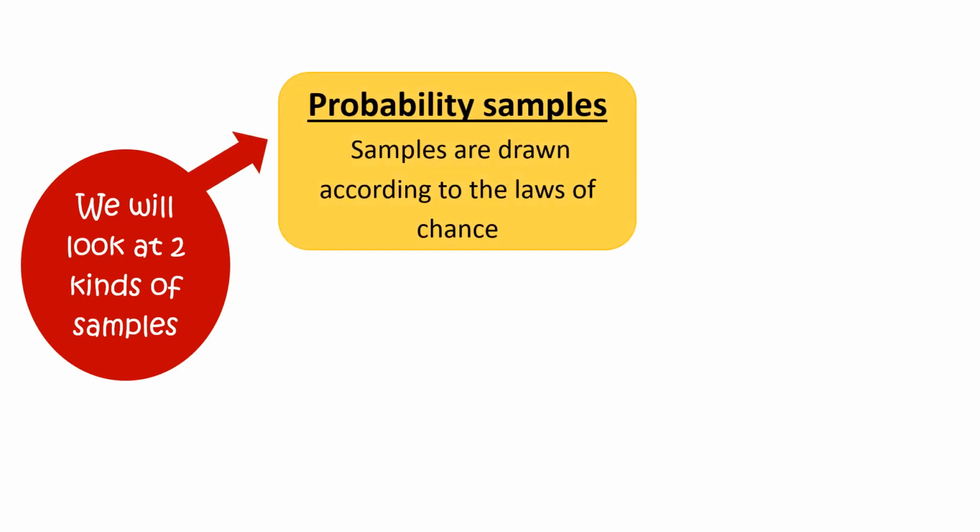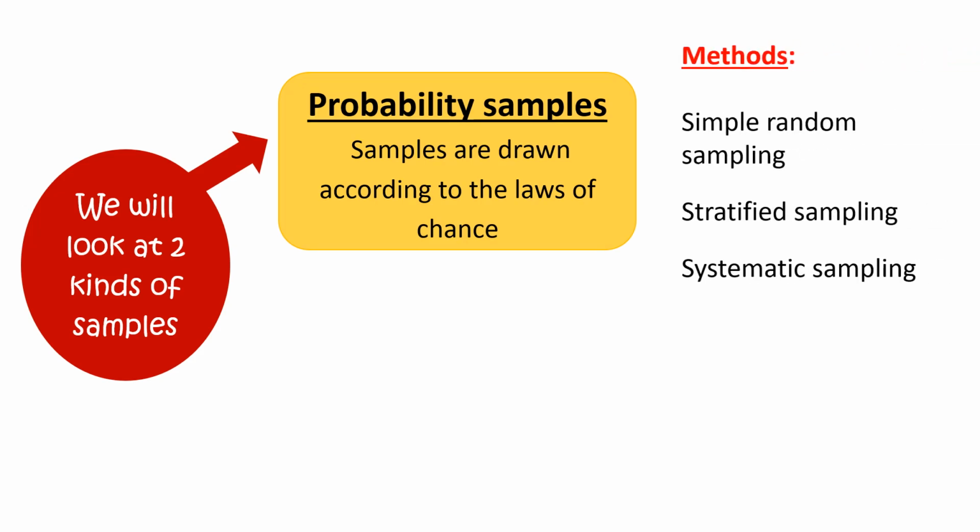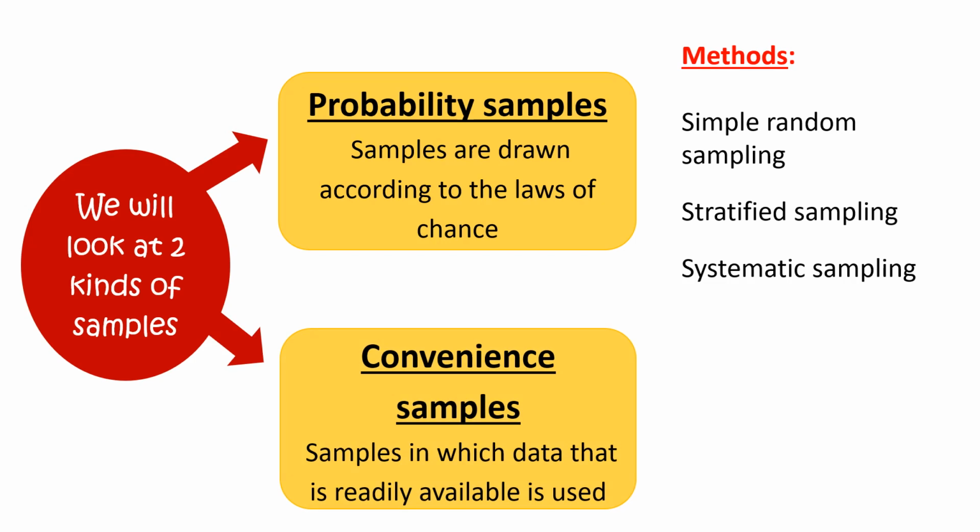So we will look at two kinds of samples: probability samples, where samples are drawn according to the laws of chance or the laws of probability. Methods include simple random sampling, stratified sampling, and systematic sampling. All of these are probability sampling. We also have convenience samples, in which data that is readily available is used. Methods here include quota sampling.